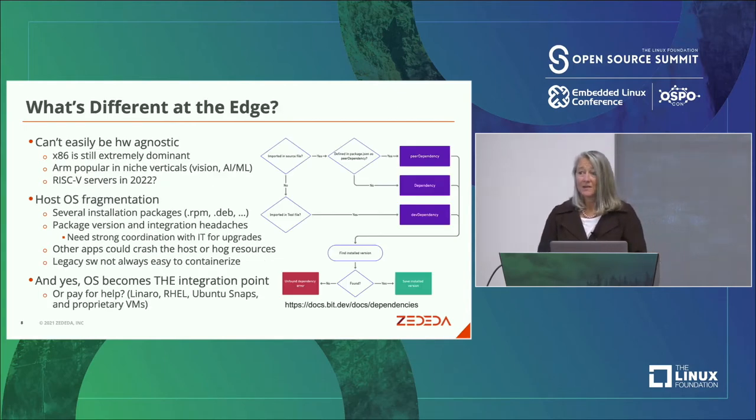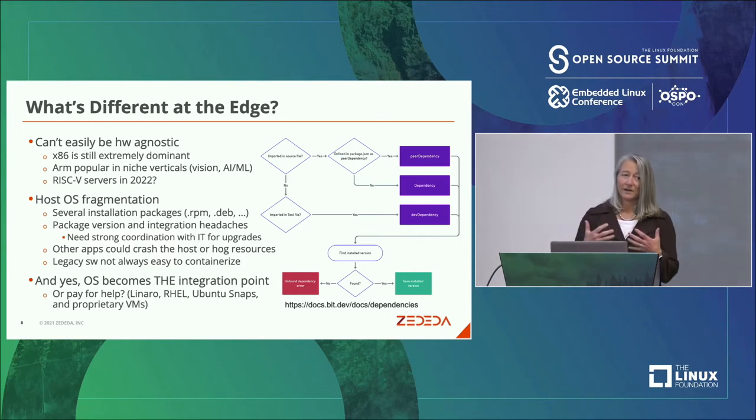And at the edge, it's quite a bit different because you can't be so blind to the hardware. It's not hardware agnostic. The x86 is still dominant if you look at Docker containers' architecture support, but that's kind of on the industry side. So ARM is becoming more popular, I think, in vision applications, AI, ML. And hopefully you'll go next to Drew Fustini's talk about RISC-V, because we'd like to see RISC-V start to take off in this market as well. I'm a big fan of open hardware.